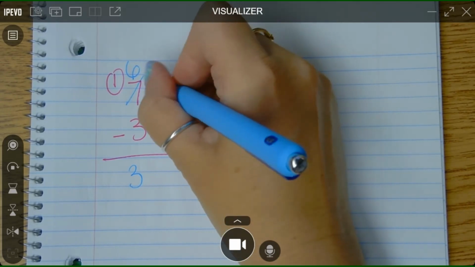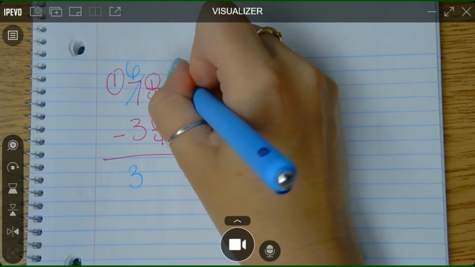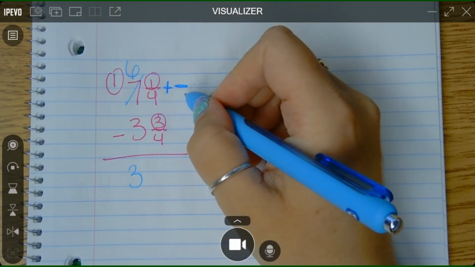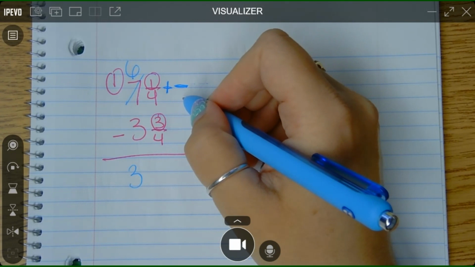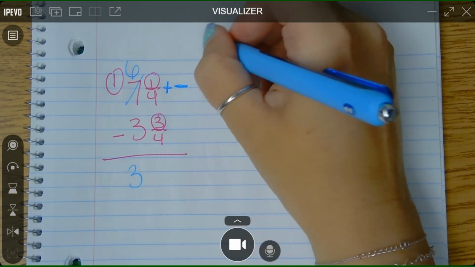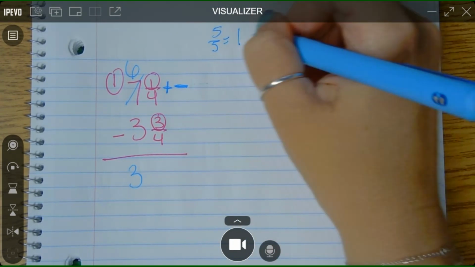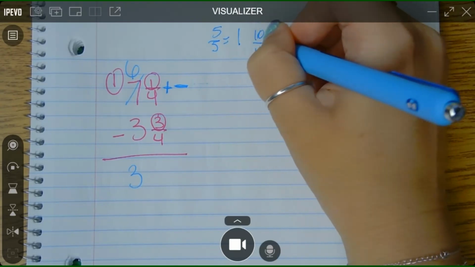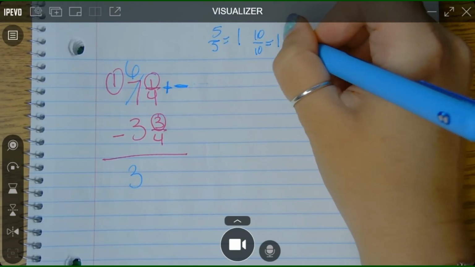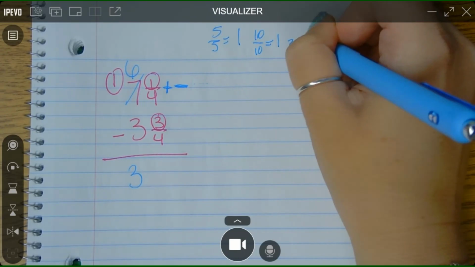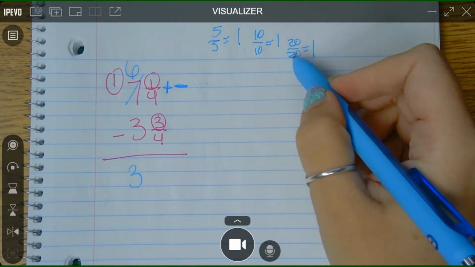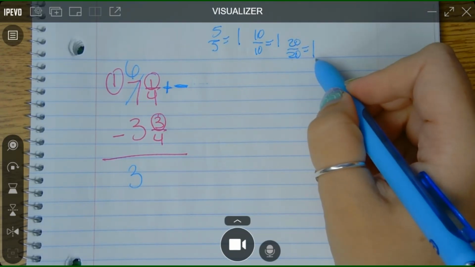So I'm going to add 1 as a fraction of the same number over itself, because any number over itself is 1, right? Think about it. What's 5 over 5? 1. What's 10 over 10? 1. What's 20 over 20? 1. So I can put any number over itself to represent the number 1, right?